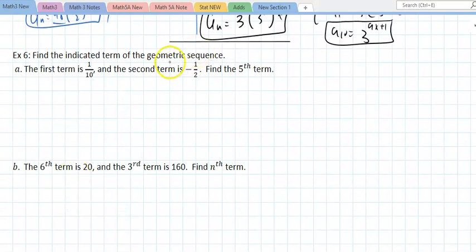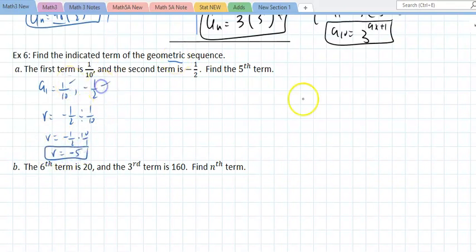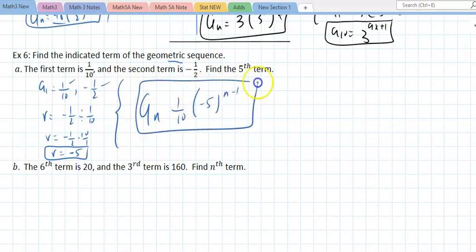Find the indicated term of this geometric sequence. The first term is 1 over 10. The second term is negative 1/2. That means the common ratio is negative 1/2 divided by 1 over 10, which is negative 1/2 times 10 over 1. The common ratio is negative 5. So if you multiply this by negative 5, you get negative 1/2. And the general term, which is the goal, is the first term times r raised to the n minus 1. That pretty much helps with almost anything.